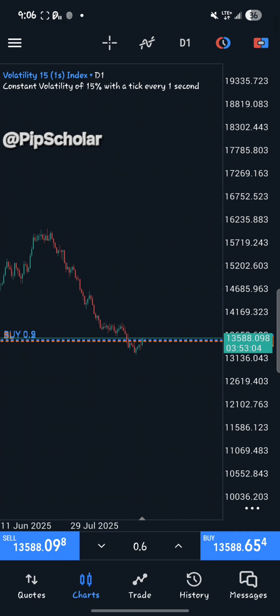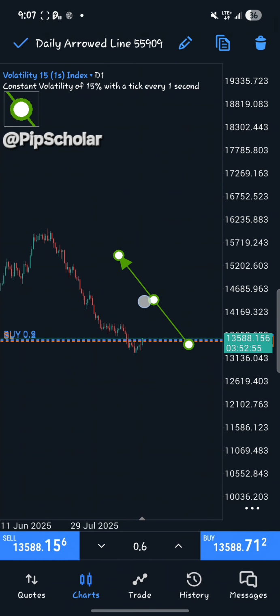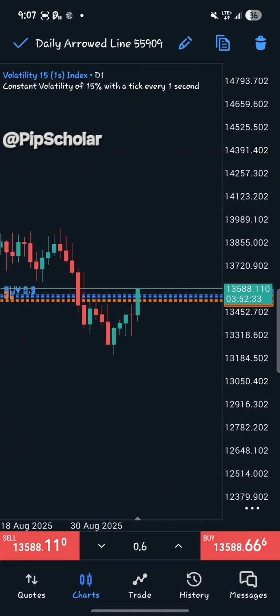From what we can see, from this point, the market has been selling for many days. Sellers were in power. Now the market came here and stopped, and it reversed. The market is now in an uptrend. You might not see it here, but the market reversed with this powerful bullish candle.